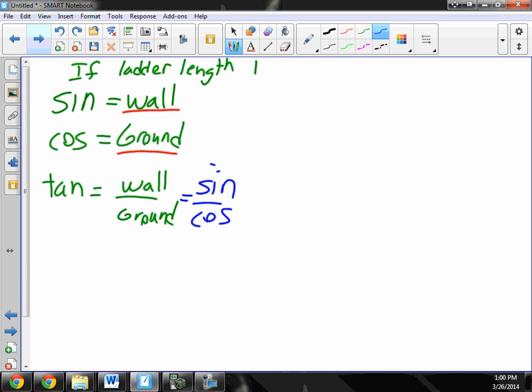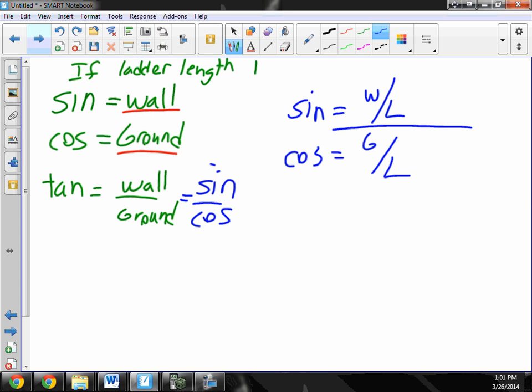What if the ladder is not length 1? Well, let's try it. Sine equals wall over ladder. Cosine equals ground over ladder. If I divide those two, how do you divide two fractions? You flippin' times, as Tom Hansen likes to say. So you flip the bottom one, L over G. What do you notice? The L's cancel, and I'm left with wall over ground, which is tangent.